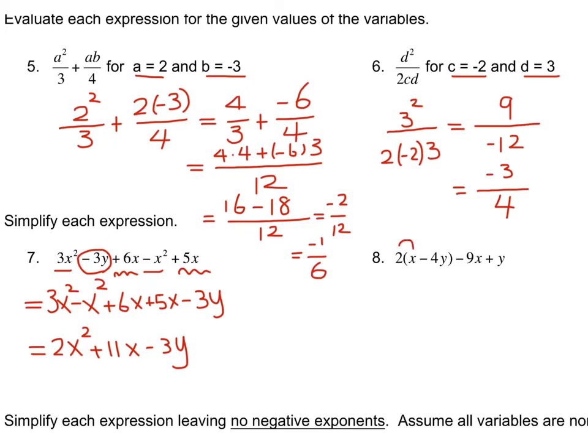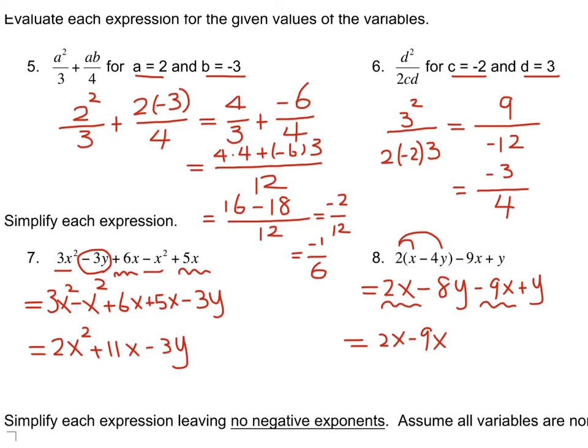Number 8. So first thing, make sure you distribute the 2 to both terms inside the parentheses. So you're multiplying 2 to x, multiplying 2 to negative 4y. Now we don't have any more parentheses. So can you collect like terms? Again, like terms are same variables raised to same powers. So I'm using the commutative rule again. 2x minus 9x. Negative 8y plus y. Don't drop your sign. So what's going to be our final answer? It's going to be negative 7x minus 7y.